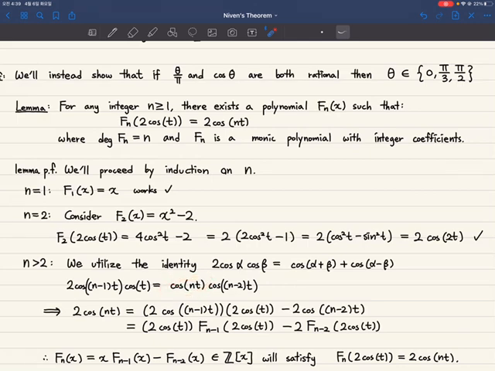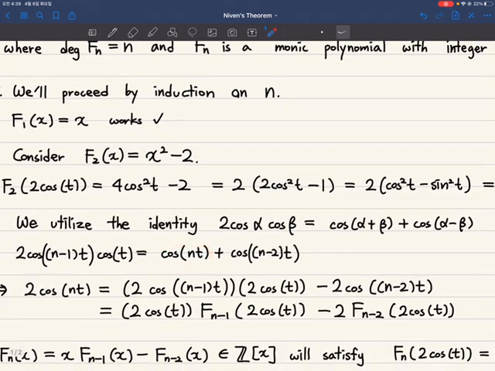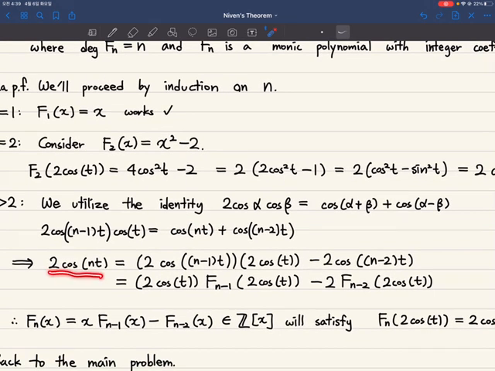Wait, I think I made a mistake here. Let me just quickly fix that. Okay. So now what we do here is we solve for cosine of nt. To be exact, we're solving for 2 cosine of nt. So if we solve for 2 cosine nt by rearranging, we get 2 cosine nt equals this value times 2 cosine t minus 2 cosine of (n minus 2) times t.